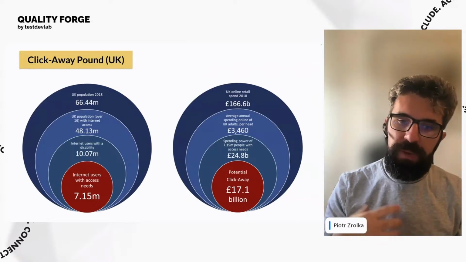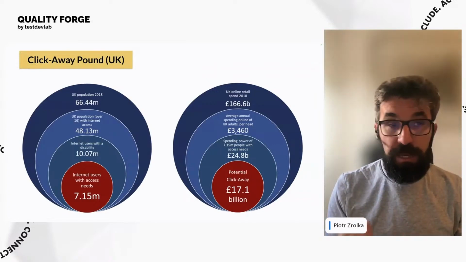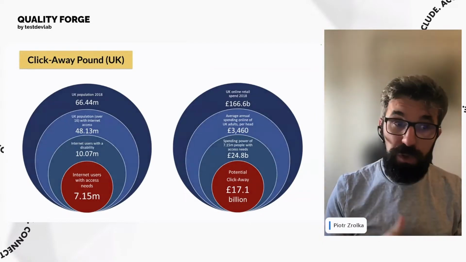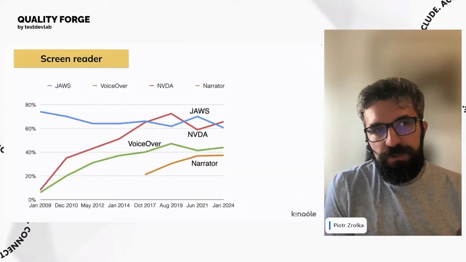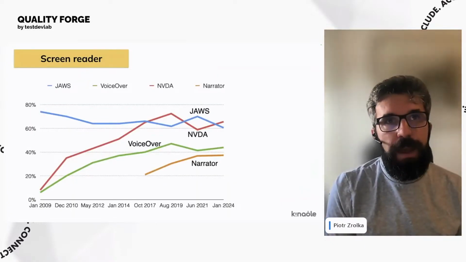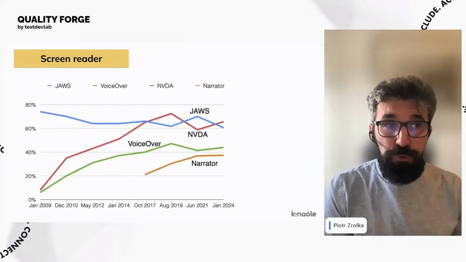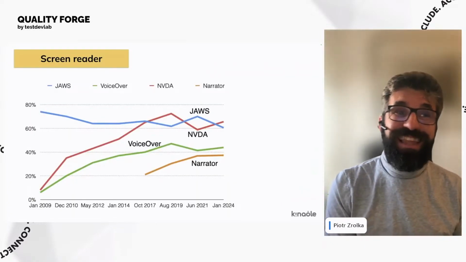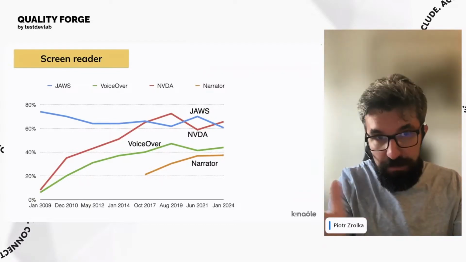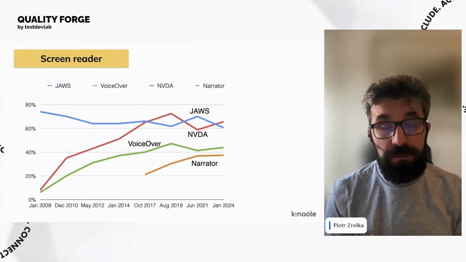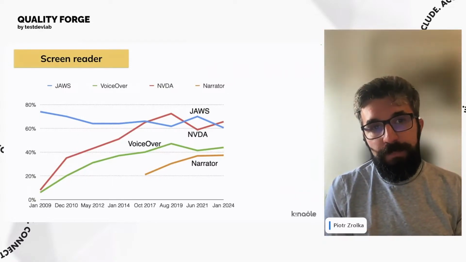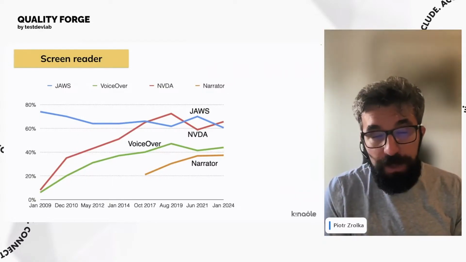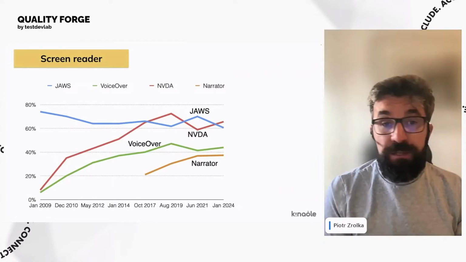And what does click-away potential mean? It means I'm going to one website and I put my introduction to the screen readers. Screen readers are software that translates the text, which is visible or not visible in the digital ecosystem, and translates it into synthesized speech or braille output.